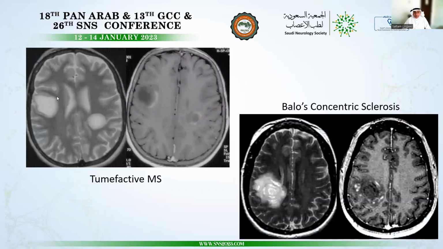A classic example of tumefactive MS: large lesions with an incomplete ring pattern of enhancement and absolute lack of mass effect. A classic case of Baló's concentric sclerosis with an onion ring appearance, minimal surrounding edema, and a smudgy pattern of enhancement with no significant mass effect. Lack of mass effect is a hallmark of these large lesions.